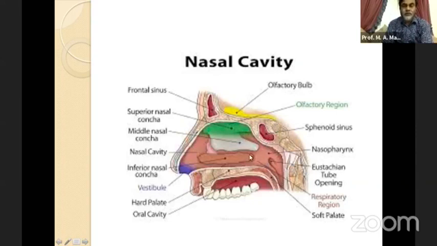Behind the nose is part of the pharynx, and this is the nasopharynx. And here is one opening. This is the opening of the eustachian tube. So this is actually the nasal cavity, but this picture is the lateral wall. So we'll start with the nasal cavity: roof, floor, medial wall, and lateral wall. This is the lateral wall of the nasal cavity.